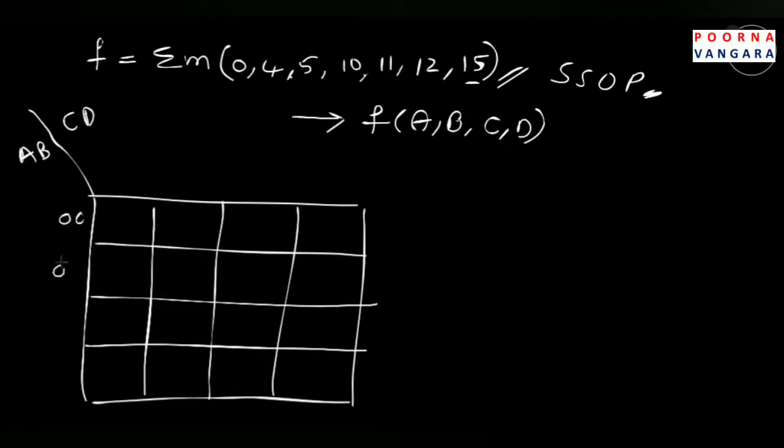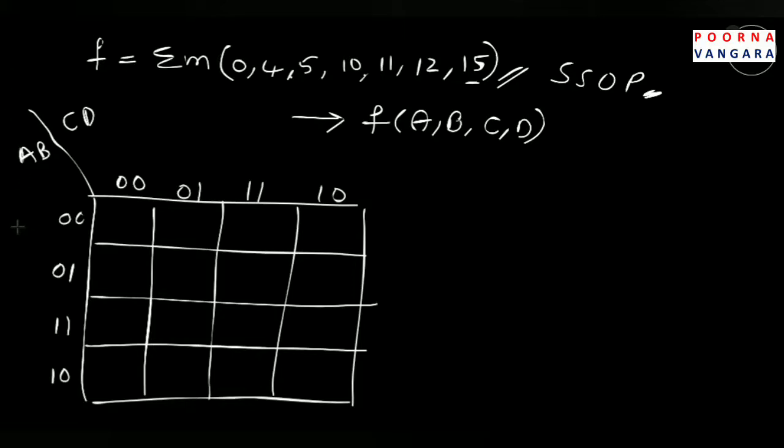0 0, 0 1, after 0 1 you need to write 1 1 and then after that 1 0. Similarly, here 0 0, 0 1, then 1 1 and 1 0. The reason behind this kind of sequence is that you need adjacent cells, right? You need one unit distance codes to identify the minterms which are having common literals, so that you can eliminate the variable which is having both the complement literal and normal literal, right? This thing I already explained in the previous video, you can watch that.